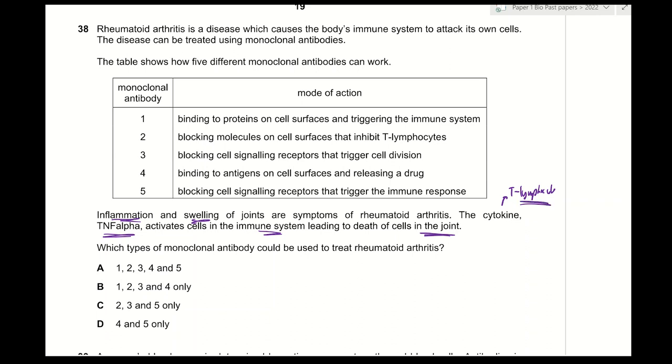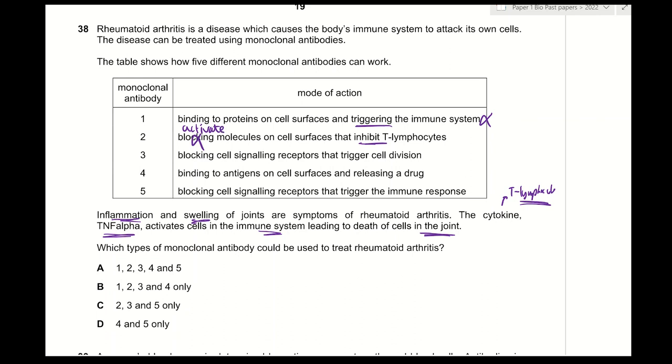Which type of monoclonal antibody could be used to treat rheumatoid arthritis? Now let's see suggestions that we have here. 1. Binding to proteins on cell surfaces and triggering the immune system. As we said, it's the immune system that's destroying the joints, and we actually want to stop the immune system attacking these joints. Therefore, this is incorrect. We don't want to trigger the immune system, we want to stop it or halt it. 2. Blocking molecules on cell surfaces that inhibit T lymphocytes. Actually, this is incorrect, because you want to activate the molecules that inhibit T lymphocytes, not block. You want to activate it.